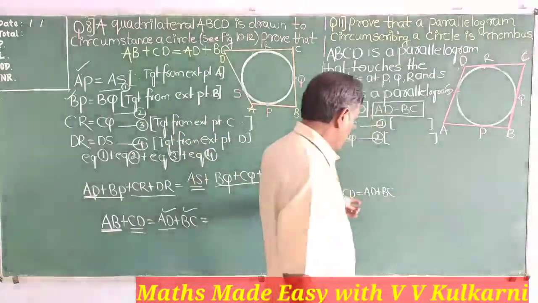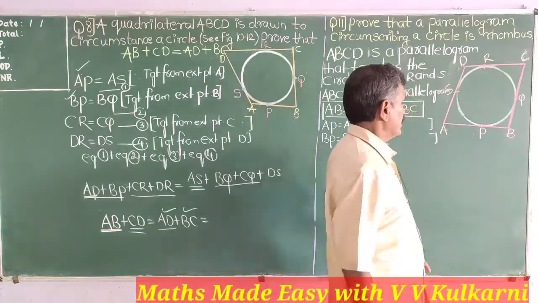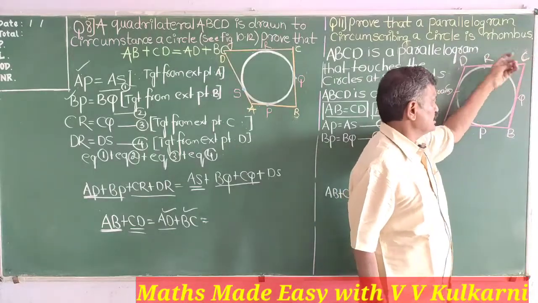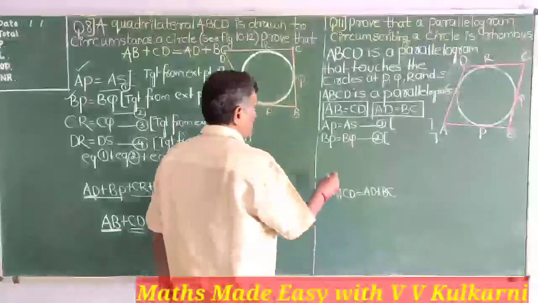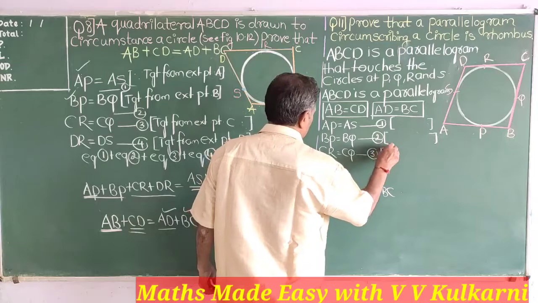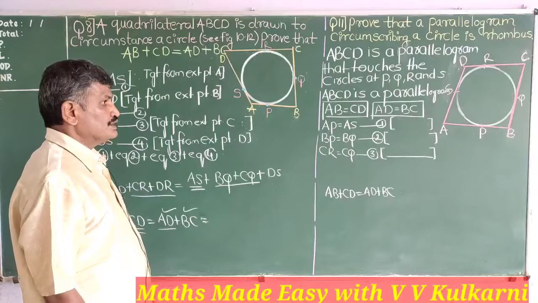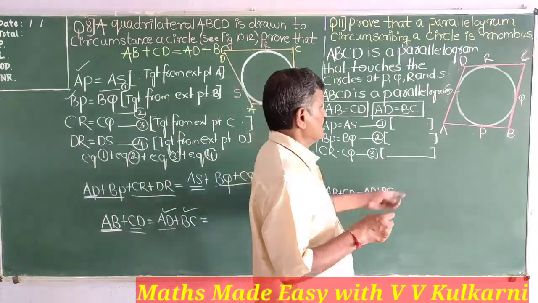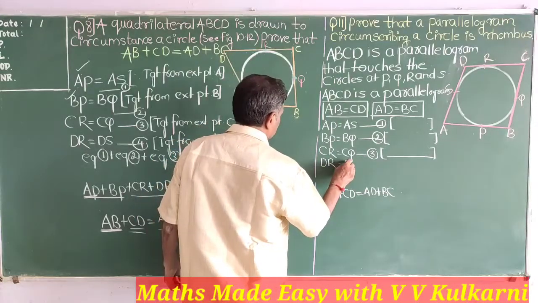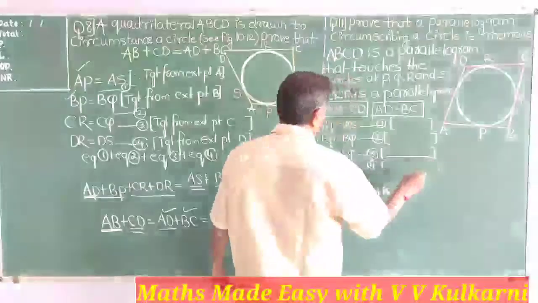I want AB in the left side, so I am taking AP equal to AS. BP is equal to BQ. Then again I want CD in the left side, so CR is equal to DR. That means I have to take CR is equal to CQ. So again CR is equal to CQ. This is the third equation, because same thing I have to write, tangent from external point C. Next again DR equal to DS. This I will have to write because tangent from external point D.